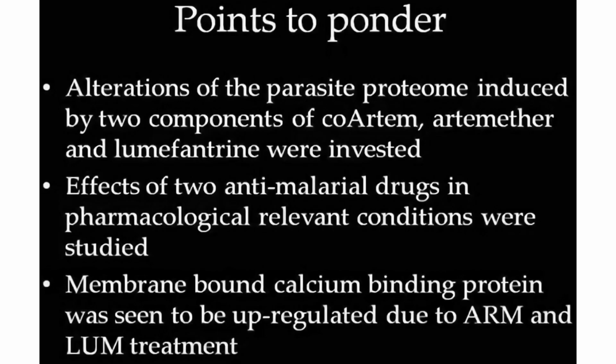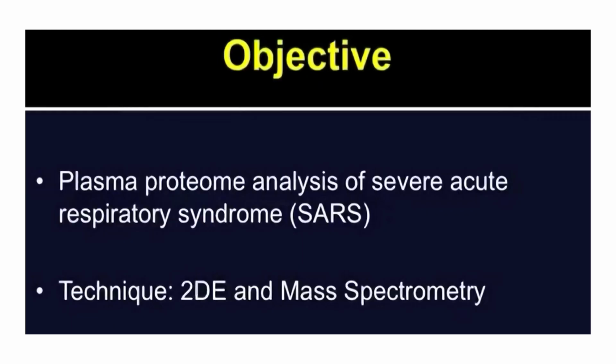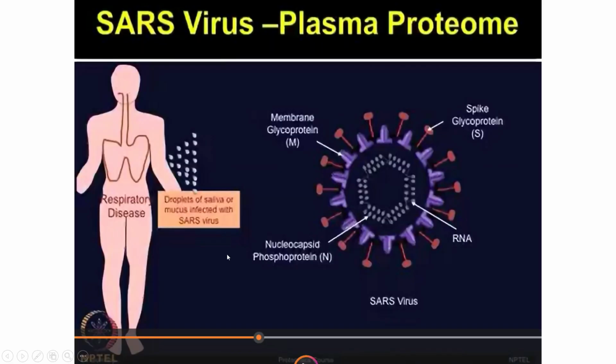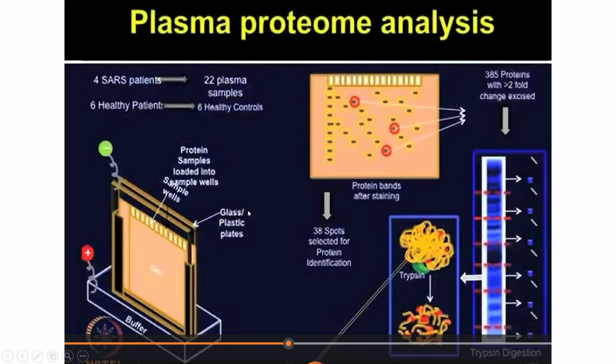So basically, this type of study will help you design a specific treatment strategy. Similarly, there was one more application we talked about: SARS plasma protein analysis. Generally, this is how the SARS virus looks. It has glycoproteins, spike proteins, a nucleocapsid phosphoprotein, and RNA for its replication. That's how it spreads. You all know about SARS obviously because of COVID.